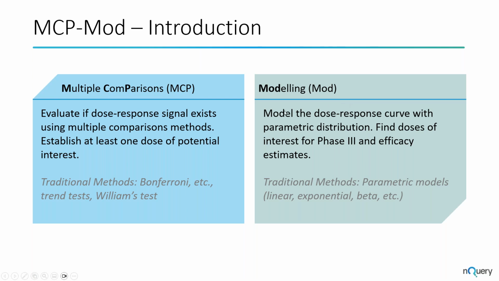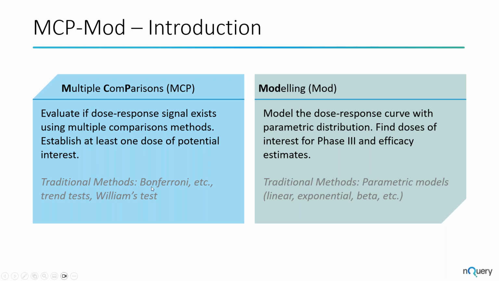So commonly these would have been done separately, with the multiple comparisons procedure being used to establish if a dose response signal exists. Effectively, does changing the dose change the response? And to find out if there is at least one dose of potential interest. You then examine the statistical significance of the contrast tests between the doses while preserving the family-wise error rate, and you would have proof of concept if at least one dose is statistically significant.